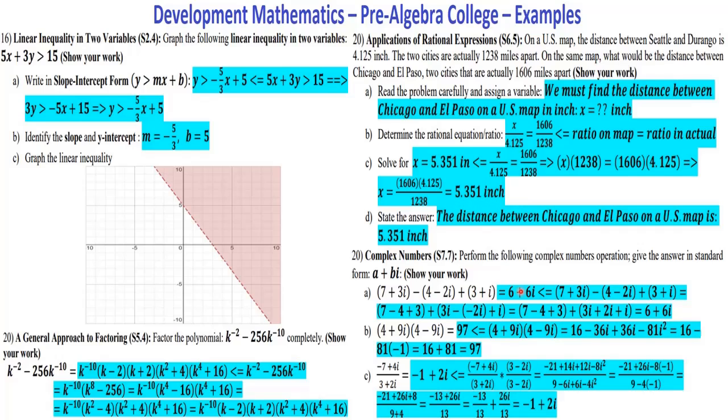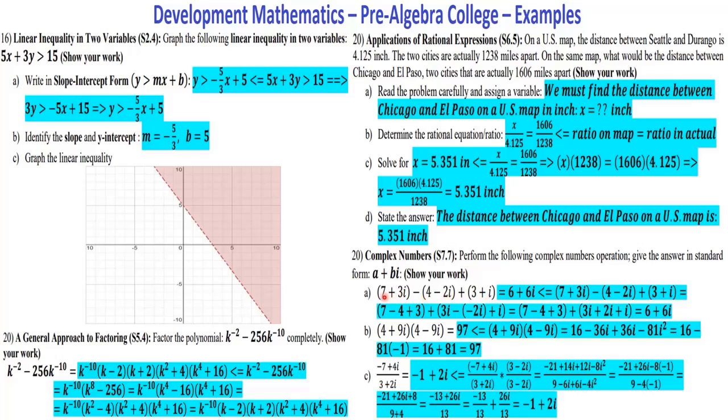Okay. Then state the answer. The distance between Chicago and El Paso on a US map is 5.351 inches. Then I have here complex numbers, addition of complex numbers.